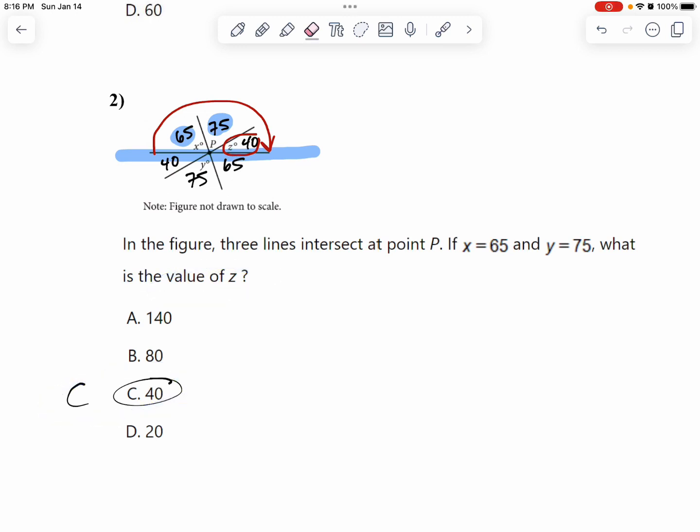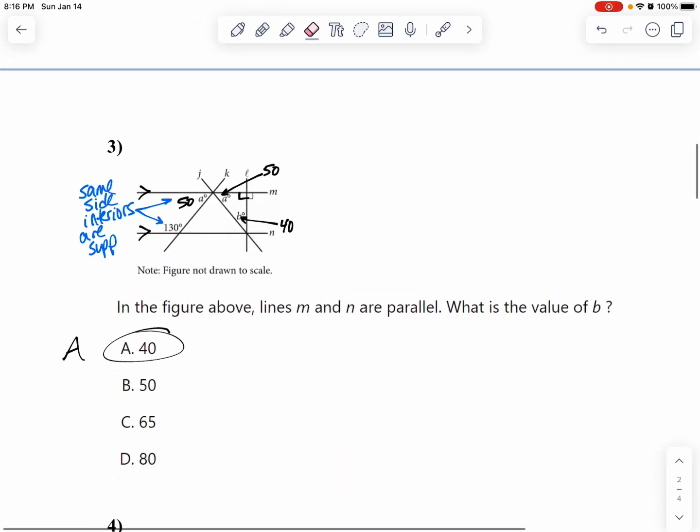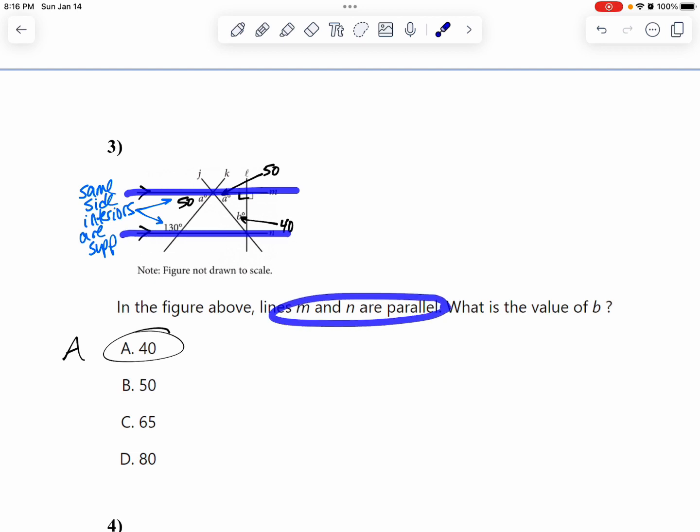And as long as you fill in all your vertical angles, you should be able to figure that one out pretty quickly. Let's look at this question. So this is interesting because we have some parallel lines right here. Oops, that was my eraser. We have parallel lines. How did I know that? Because it tells me in the wording of the question.